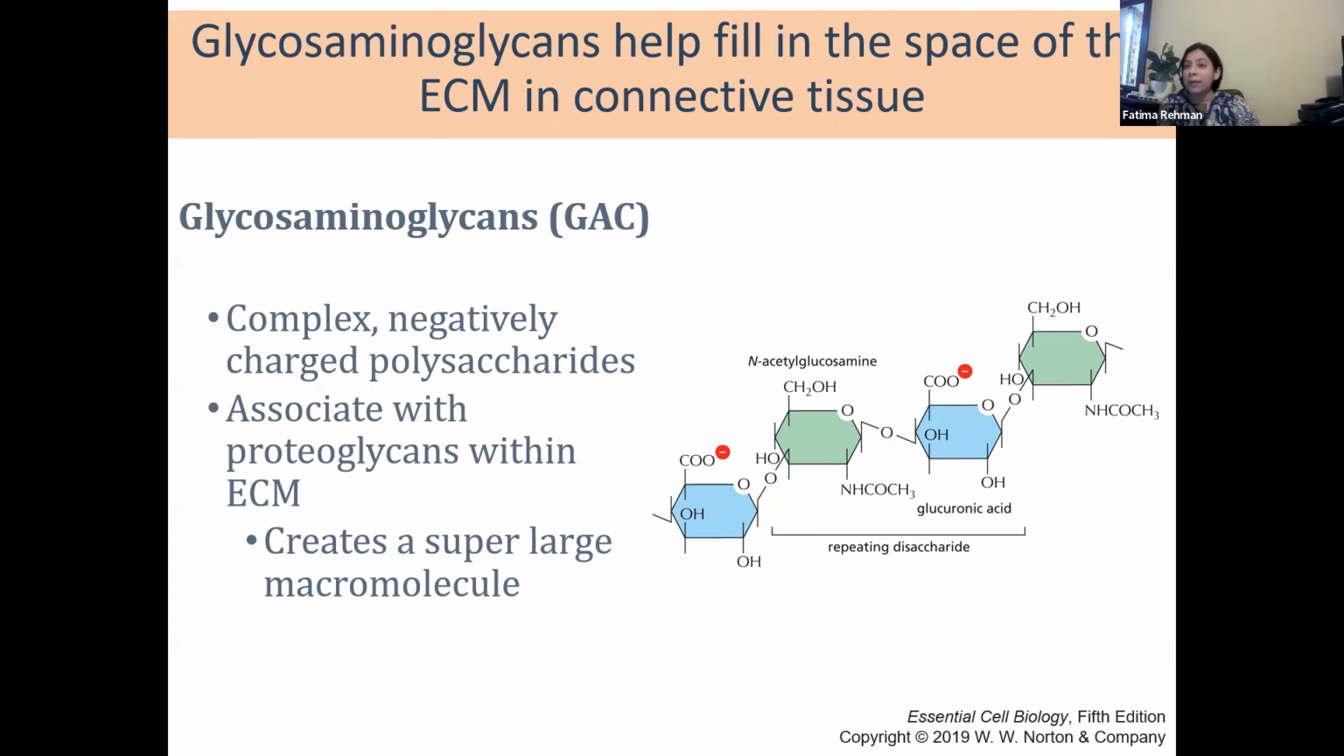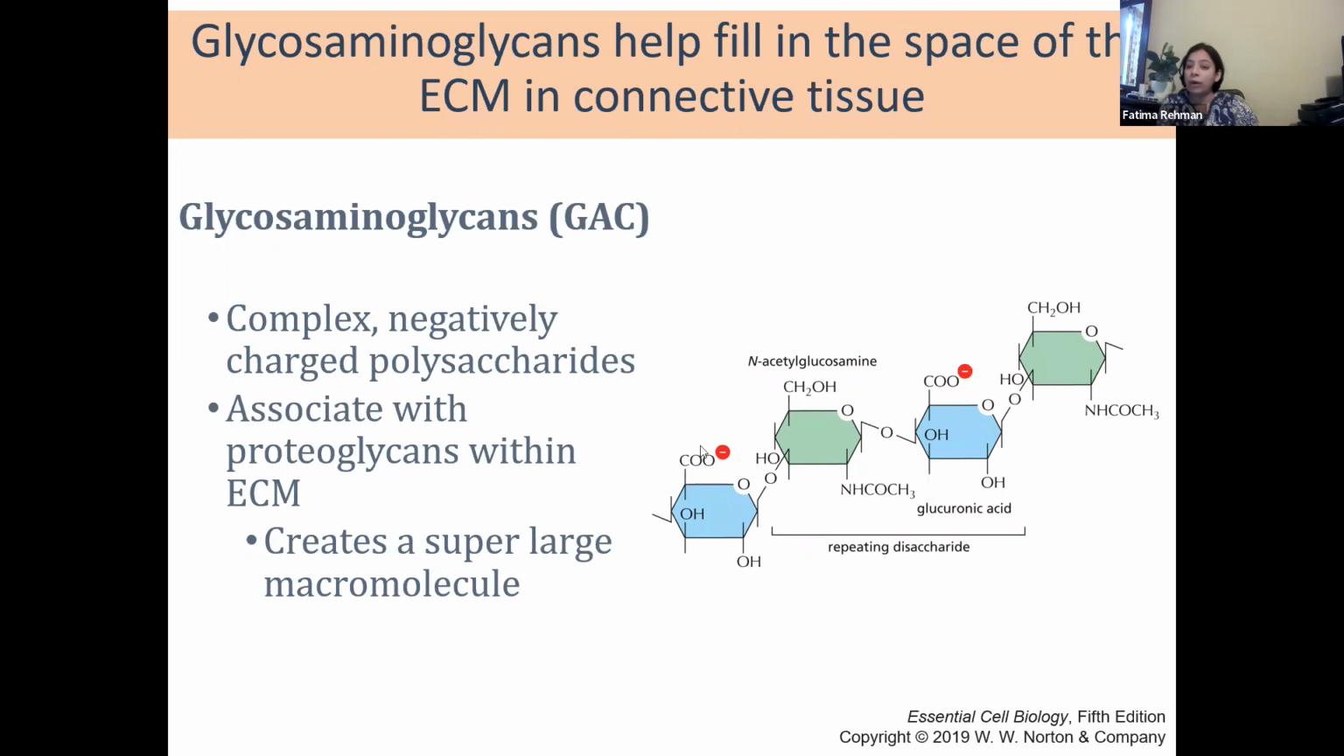Glycosaminoglycans are very complex, negatively charged polysaccharides. So they're just sugar molecules, sugar chains. They associate with proteins that can bind to sugar molecules, so proteoglycans, within the extracellular matrix, and they create with that binding a super large macromolecule. So when we have those cell culture treated plates, that's usually what they're getting coated with, is some glycosaminoglycans or similar stuff that are highly negatively charged molecules to help promote those bindings to happen.